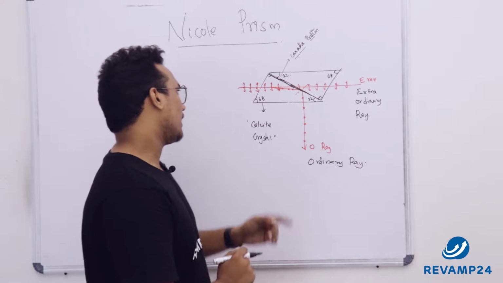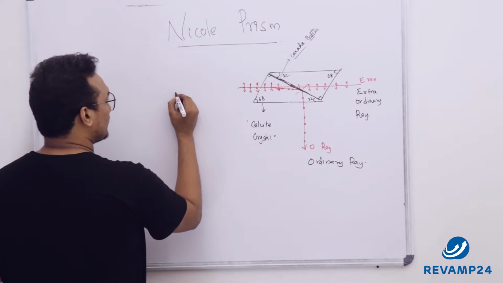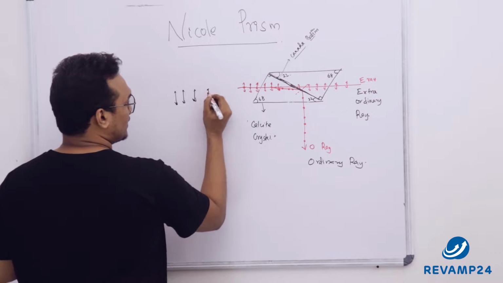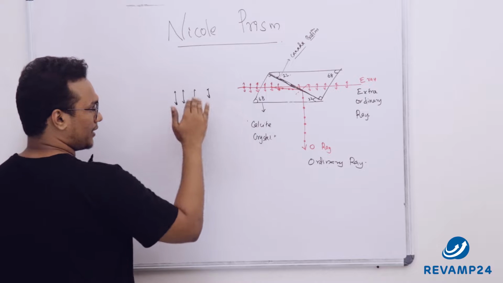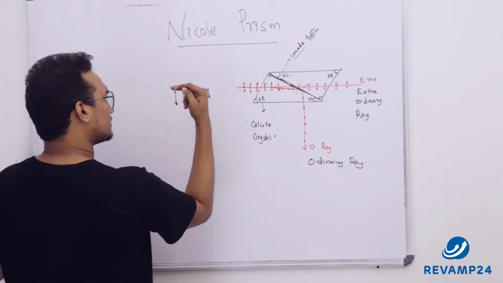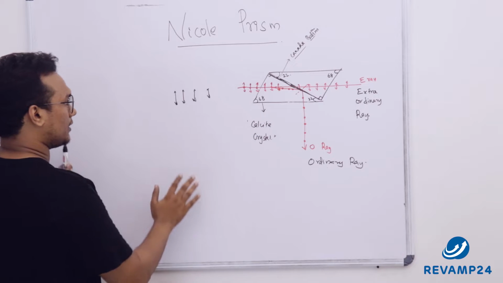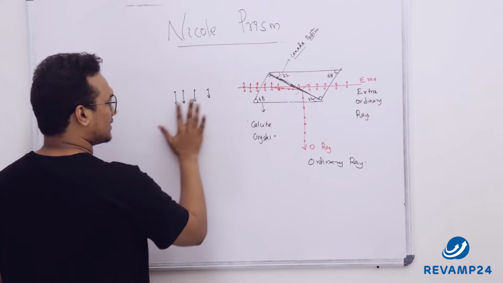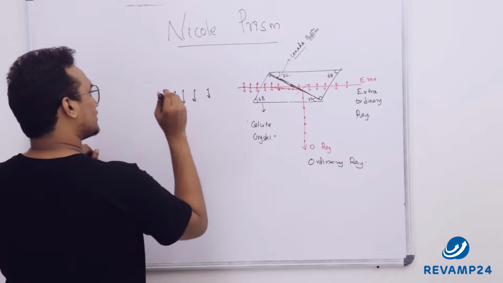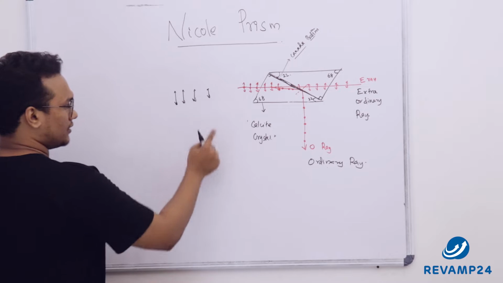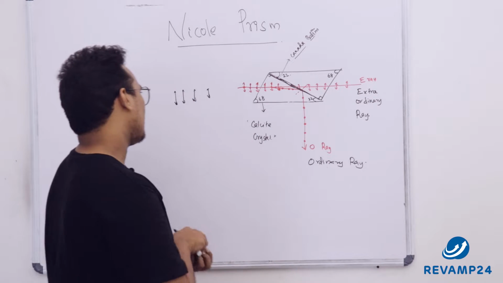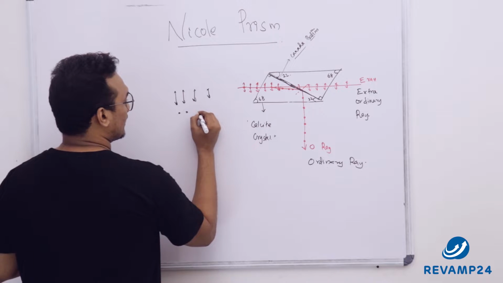I'll repeat it. In an unpolarized light we generally have two types of oscillations. One is in this plane, and one is perpendicular to this plane. With respect to my board, one oscillation is in this plane, up and down, and another oscillation is perpendicular to this plane. These oscillations are called extraordinary ray, and these are called ordinary ray.